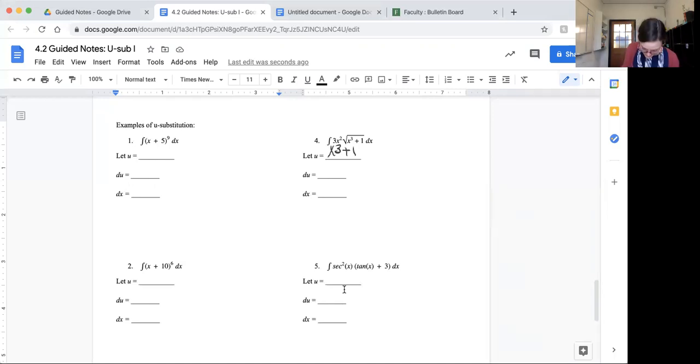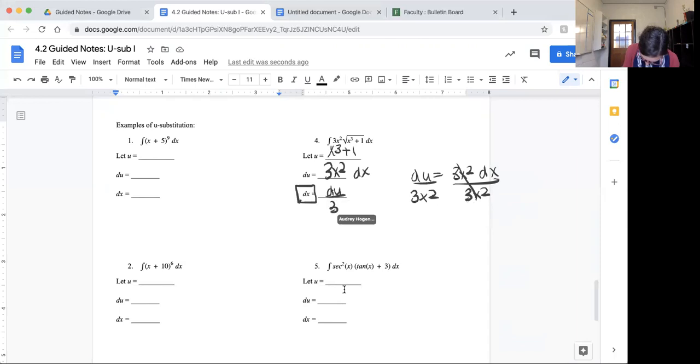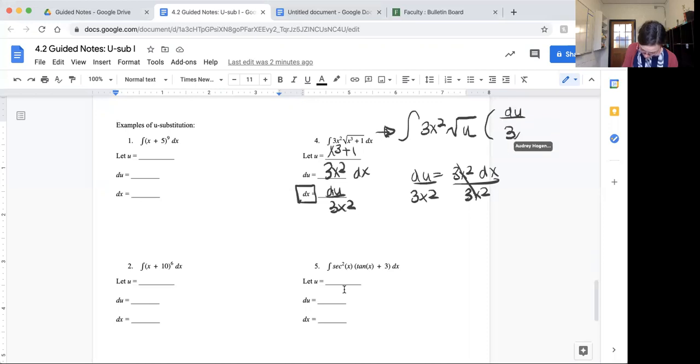So we're going to let u equal x cubed plus 1. The derivative of that is going to be 3x squared in terms of x, so I'm going to add that dx. Now I have to do something a little different, because du is equal to 3x squared dx. I want to solve for dx, so I'm going to have to divide by 3x squared. So I know that dx is equal to du over 3x squared. All right? Now I'm going to plug that back into my integral. So I'm going to have the integral of 3x squared times the square root of u times dx, which is equal to du over 3x squared.